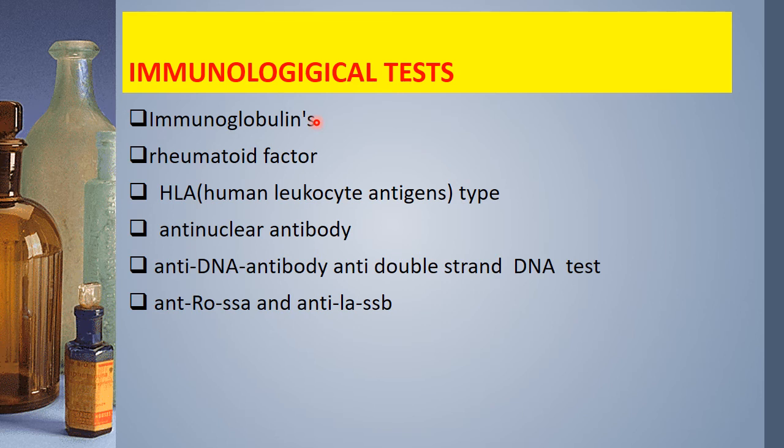This is mostly used, as we are going to see, in a patient with Behçet disease, for example. Antinuclear antibody, the anti-double-stranded DNA, and the anti-Ro, SSA and SSB, which is highly specific for Sjogren disease, which affects the salivary gland and other glands also.